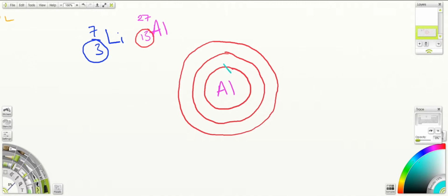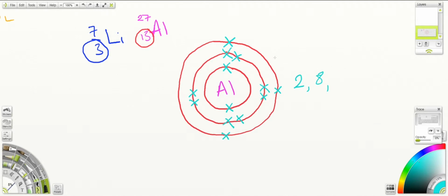So maximum of 2 in the first ring. 1, 2. Now I need 13, so I'm going to keep adding. So that's 2 I've already got. 3, 4, 5, 6. Now pair them up. So that's 6 in total so far, 7, 8, 9, 10. So I've used up my 8 here. I need to make more. So I've got 10 in total. So 10, 11, 12, 13. And that's my 13 electrons done. So the configuration, the code, would be 2, 8, 3. I've got 2 in my first ring, 8 in my second, 3 in my final ring. If you add them all up, it makes 13.